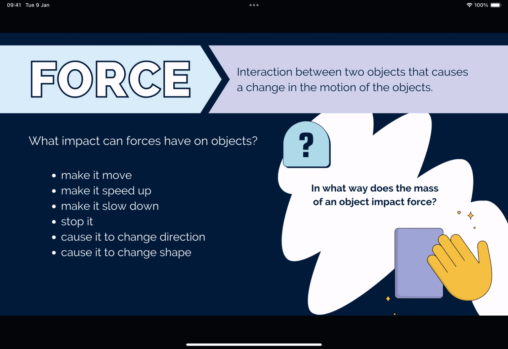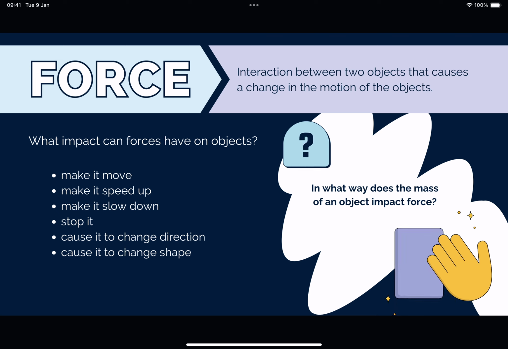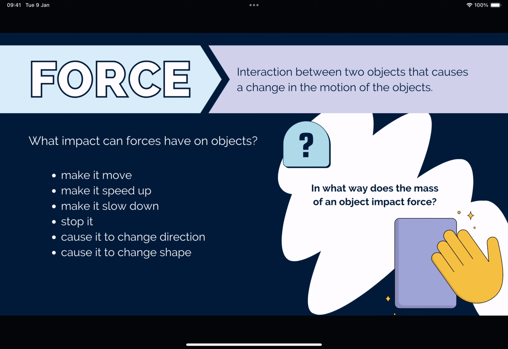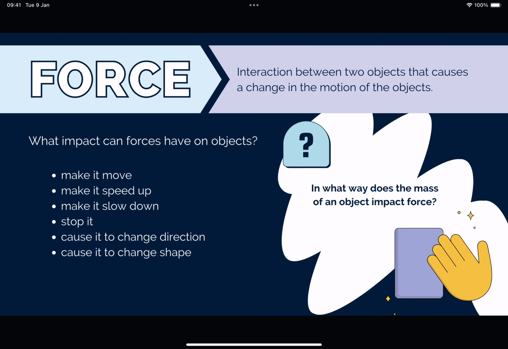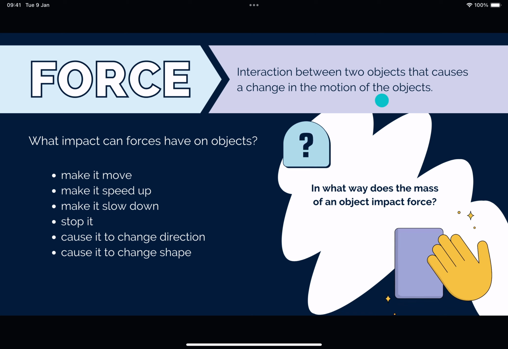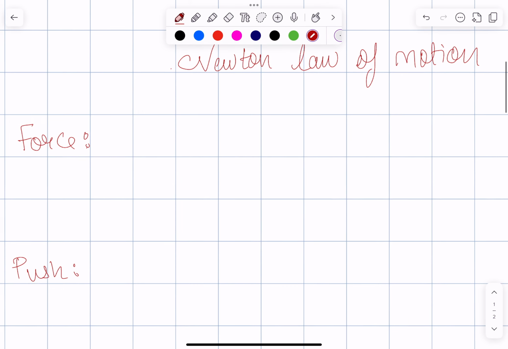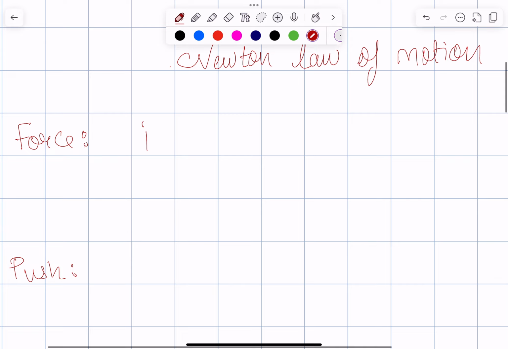So let's understand what force is first. Force is technically an interaction between two objects. I will be giving you an overview while writing also. So it's an interaction between two objects that causes a change in the motion of the object.